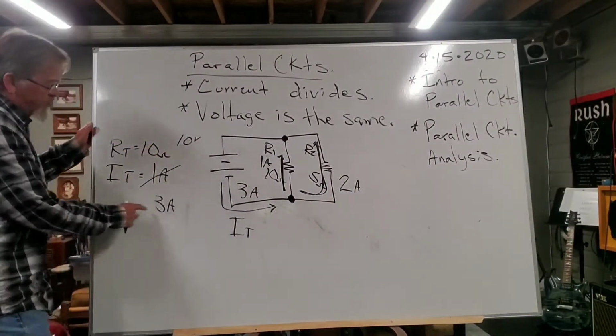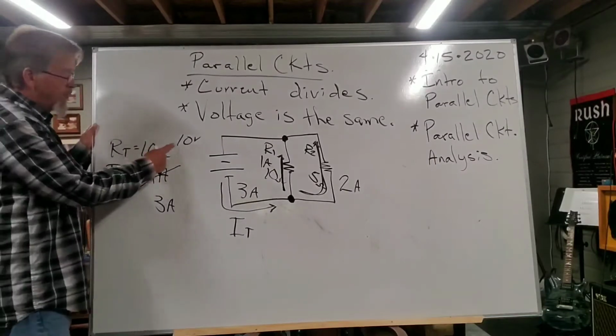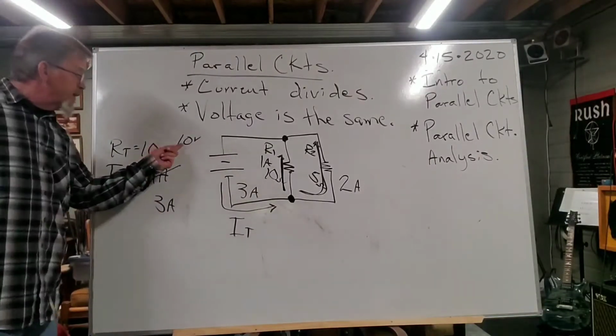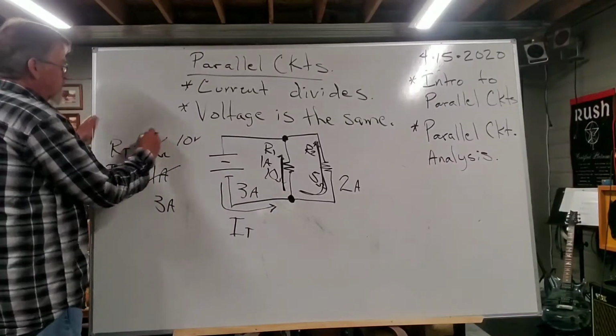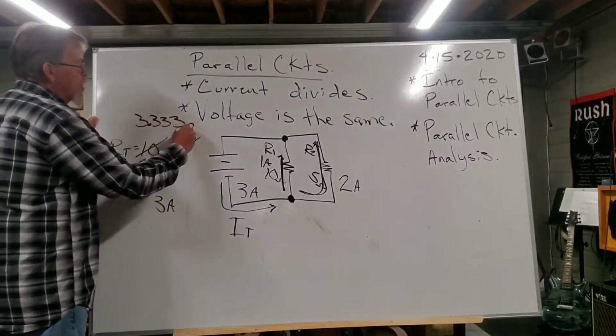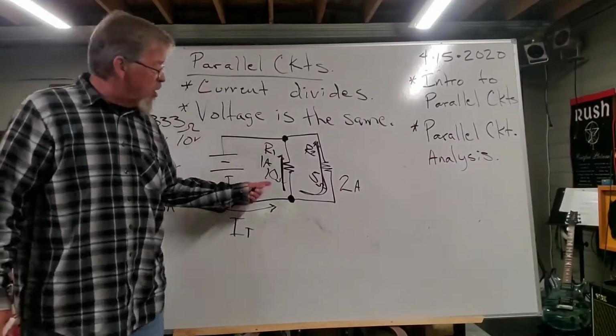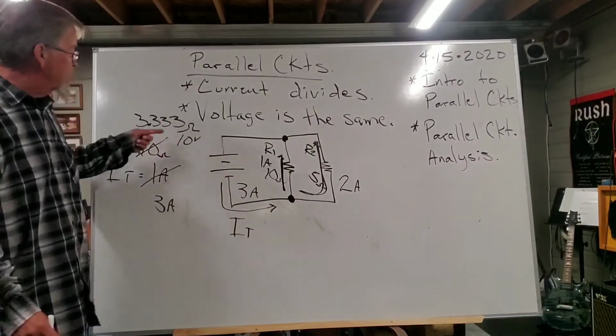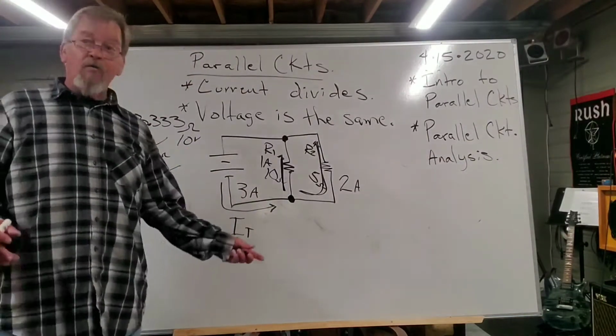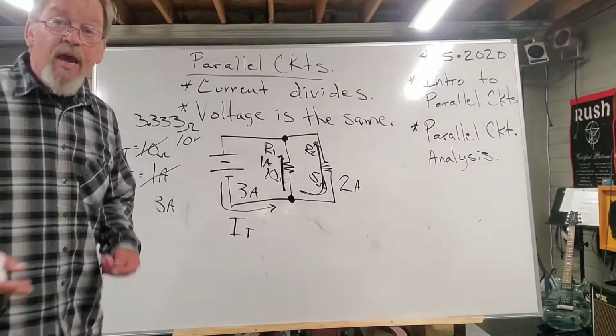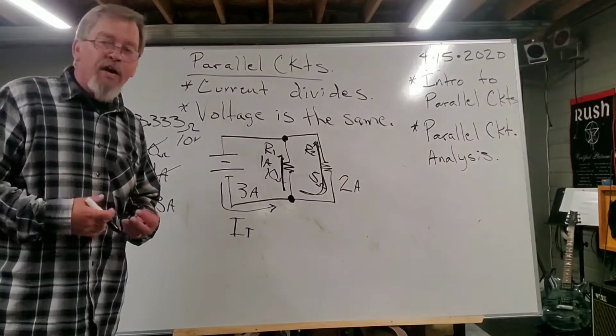All right, so if I'm looking at this, I'm going to find my new total resistance by taking my voltage and dividing it by my new current flow. 10 volts divided by 3 amps gives me 3.333 ohms of total resistance. With a 10 ohm resistor and a 5 ohm resistor, now my total resistance is only 3.333 ohms. Well, how is that possible? Well, I'm not adding resistance. I'm adding conductance. I'm adding conductance in this circuit.